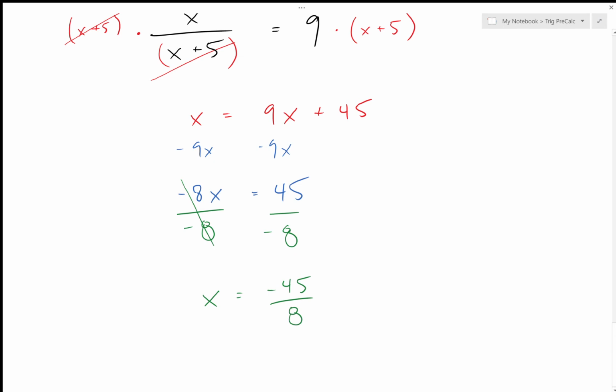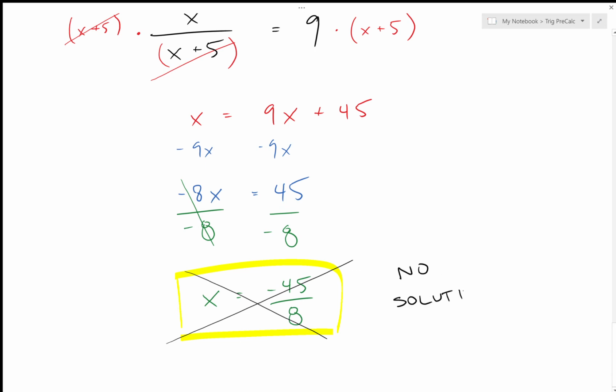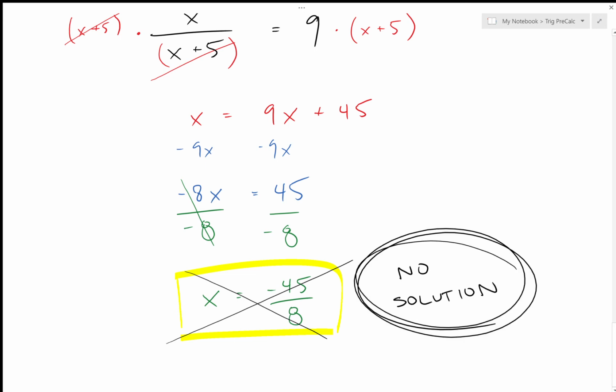But what type of answer did we get here? A negative. And can we have negative answers for logs? No, we cannot. So actually, not just crossing this out and not just saying it's 0, this is no solution. That's my actual answer here. There is no solution to this one. So we actually did all the work on there to get no solution as our answer.